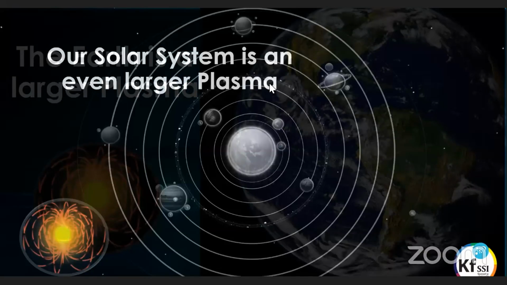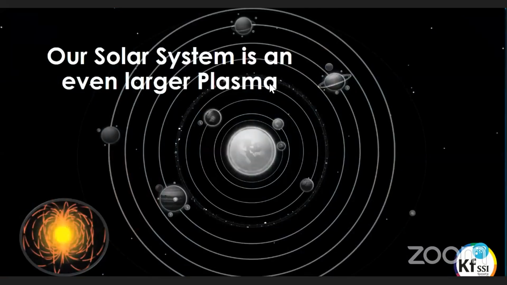The solar system in which we have our sun and Earth and all our planets is just another larger plasma that we have to view. And we see our sun and our Earth, and all the other planets are also just interactions of fields at certain distances within our solar system.